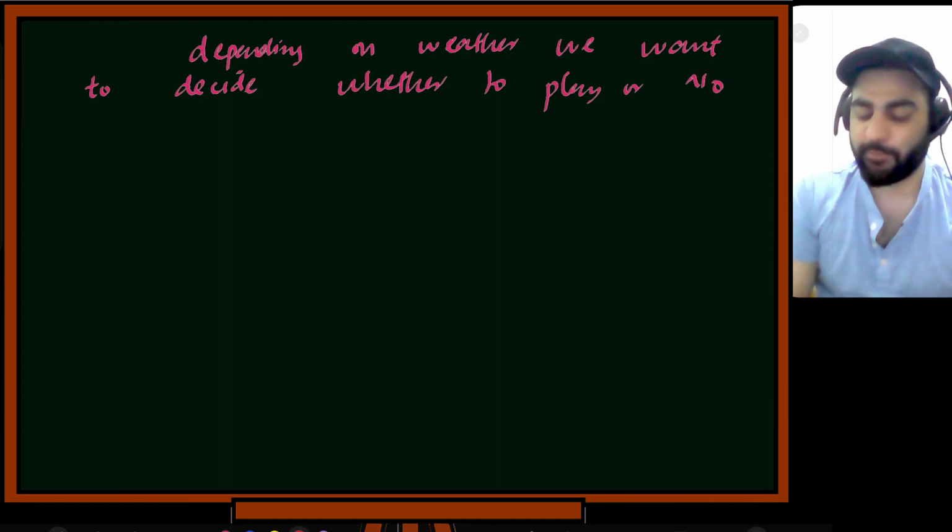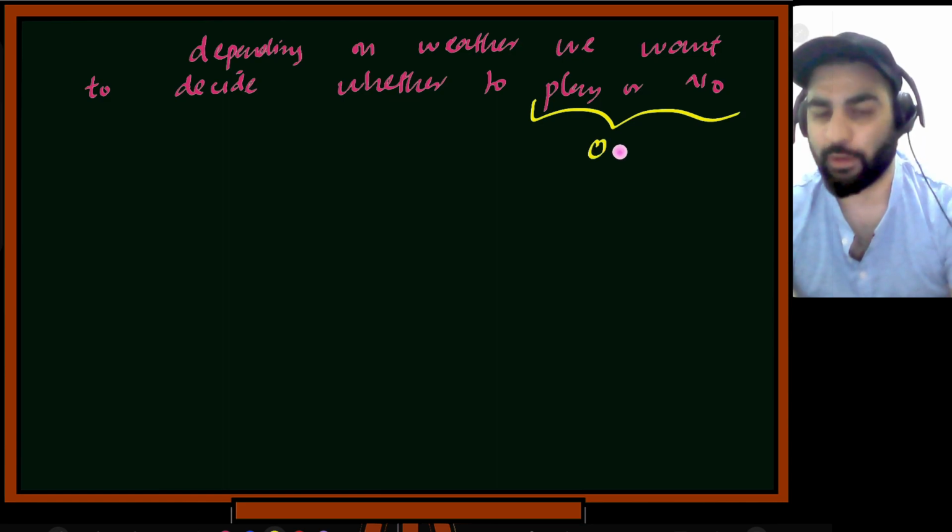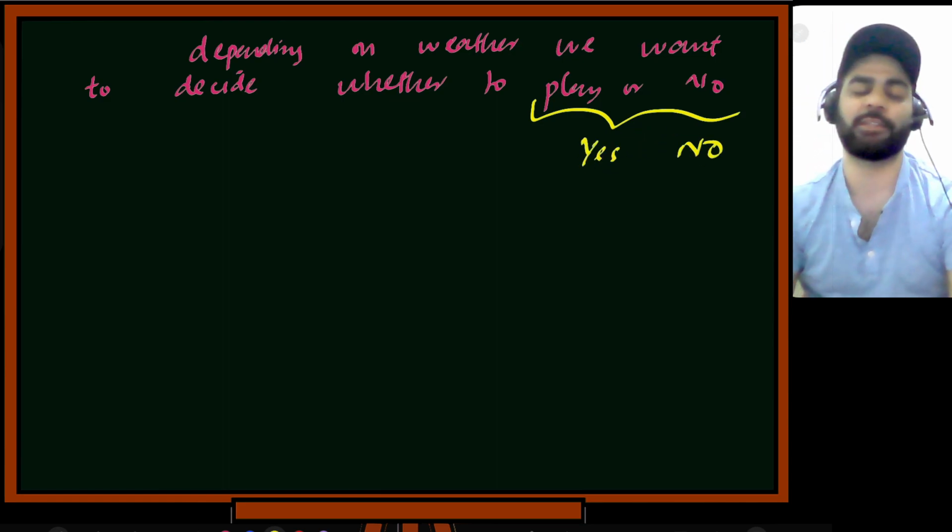Now, if you see this problem, the first thing is play. It means two classes. We have 0, 1. We have two classes, yes or no. Yes, I'll go for play, and no, I'll not go. This is what I have as classes.